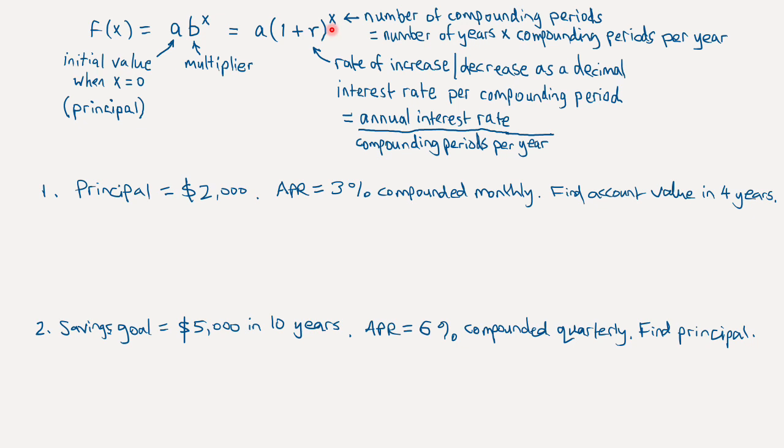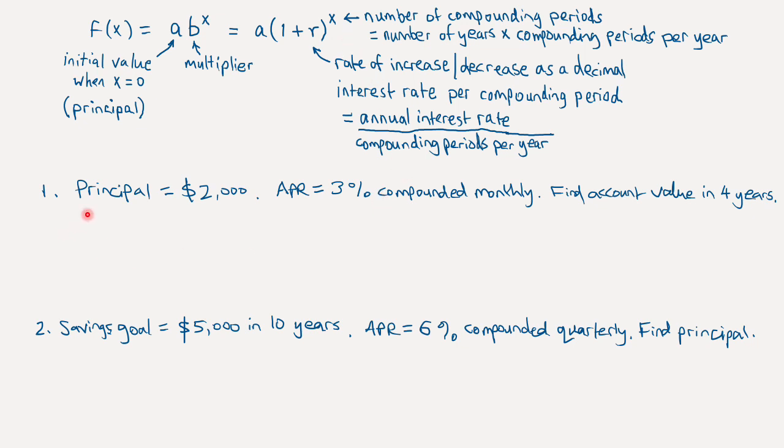The argument of the function, x, in the context of compound interest represents the number of compounding periods. So often we're looking at finding the value of an account a certain number of years in the future, and if interest is compounded monthly, then we need to multiply the number of years by the number of compounding periods per year, so 12 in that example. So again, we'll see exactly how that plays out in the two examples that we're going to consider.